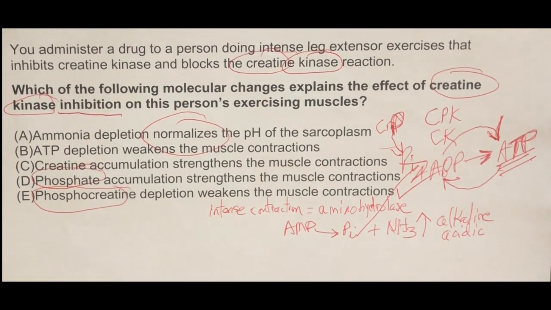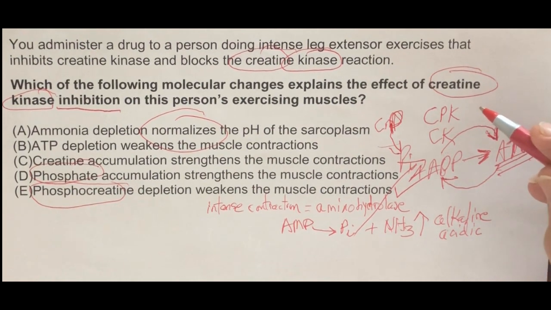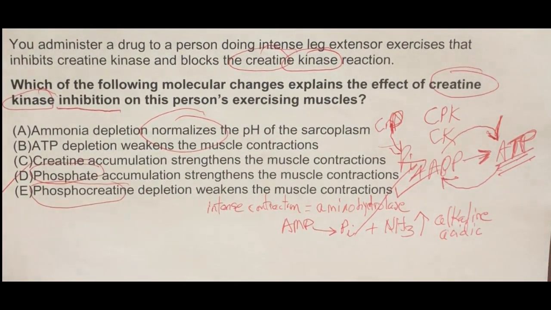So even though that is a wrong concept, we have to look at it in terms of learning, and in terms of eliminating that as a choice. So it doesn't normalize the pH of the sarcoplasm, and secondly, it doesn't have a lot to do with directly affecting creatine phosphokinase. So let's stick with E as the best option.